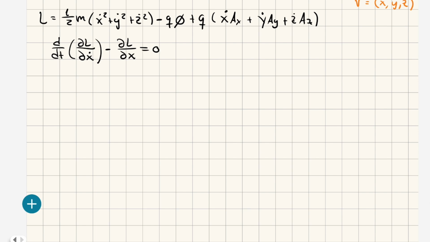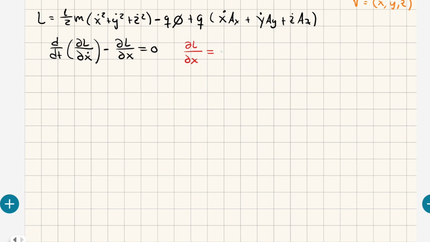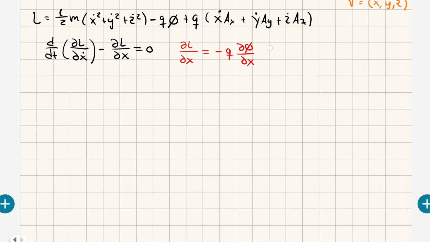That is going to be, let's say, the partial of L with respect to x. What is that going to be? Well, looking that this element does not have any x, it's going to be 0. This phi depends on x, so we will get here minus q, the partial of phi with respect to x, and then we will get a plus q x dot, the partial of Ax with respect to x, of course.